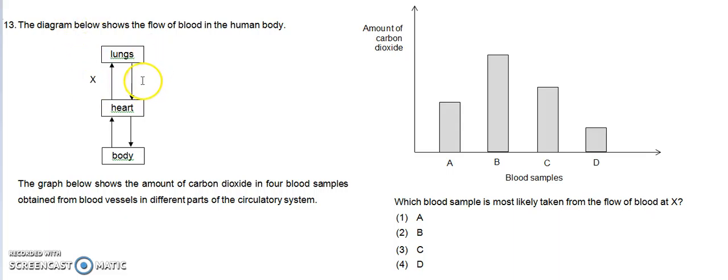Okay, let's make a note here. Between the lungs and the heart, the blood that goes from the lungs to the heart is blood rich in oxygen. Okay? And blood rich in oxygen means low in carbon dioxide. Okay, the same goes for here. From the heart to the rest of the body is blood rich in oxygen. And low in carbon dioxide.